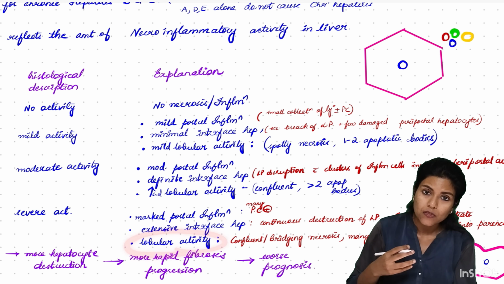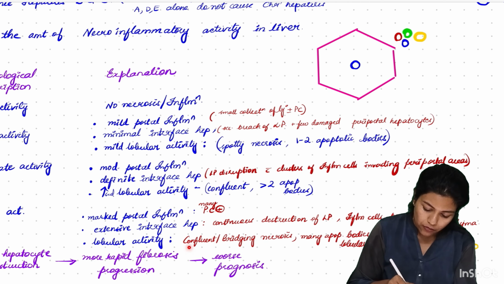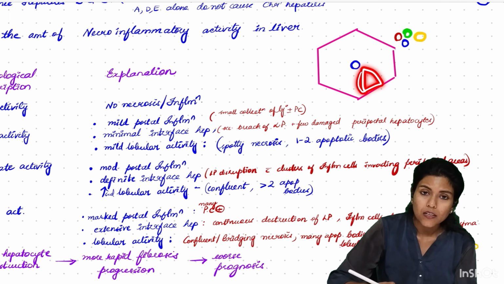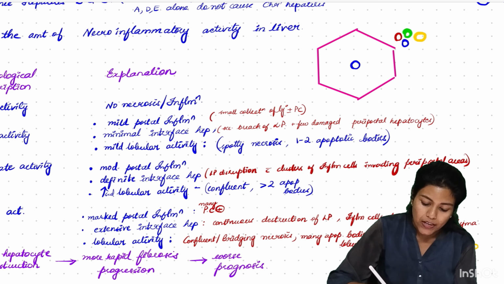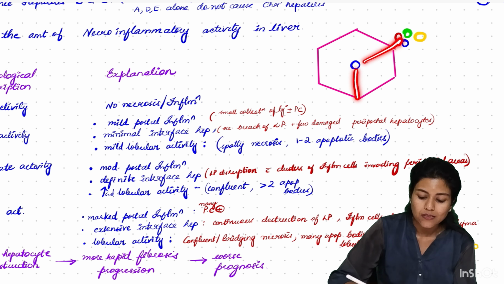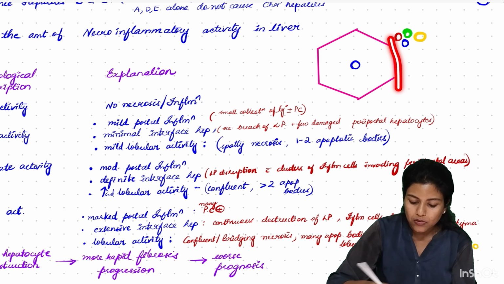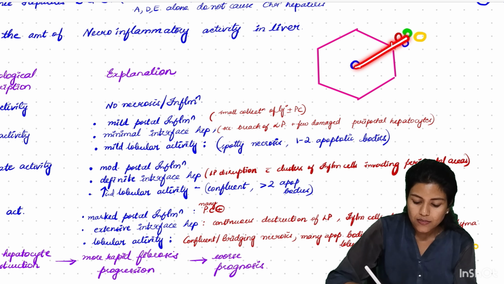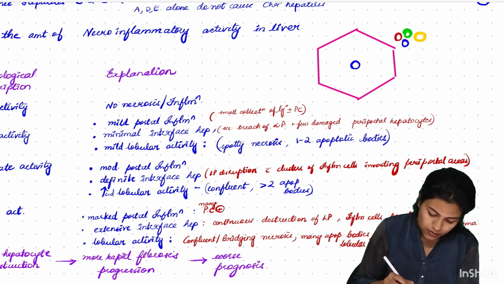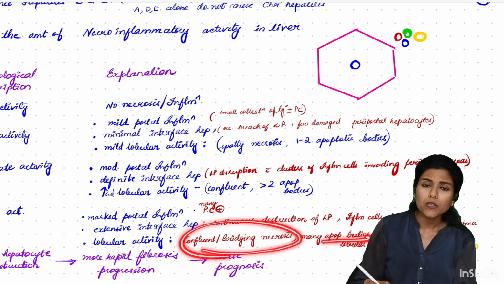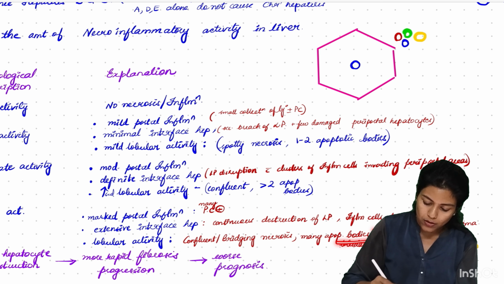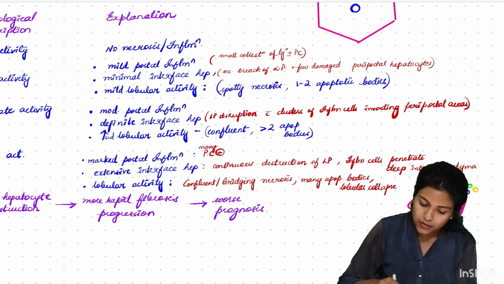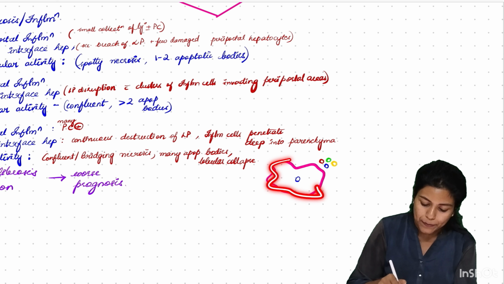Lobular activity: what is going on within the lobule? The confluent or bridging necrosis continues. Confluent is a set or a cluster of hepatocytes. When it connects two vital structures, that means from one portal triad to another portal triad, or from the central vein to the portal triad, these are the bridging necrosis, and innumerable apoptotic bodies can be seen, and the entire lobule will collapse.